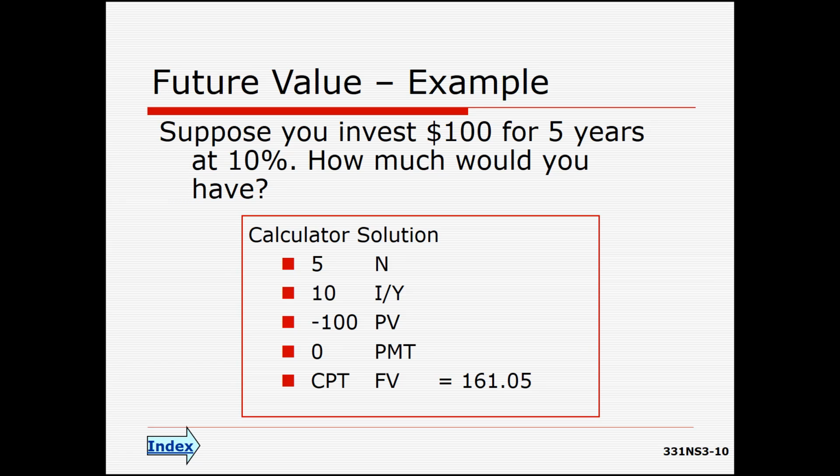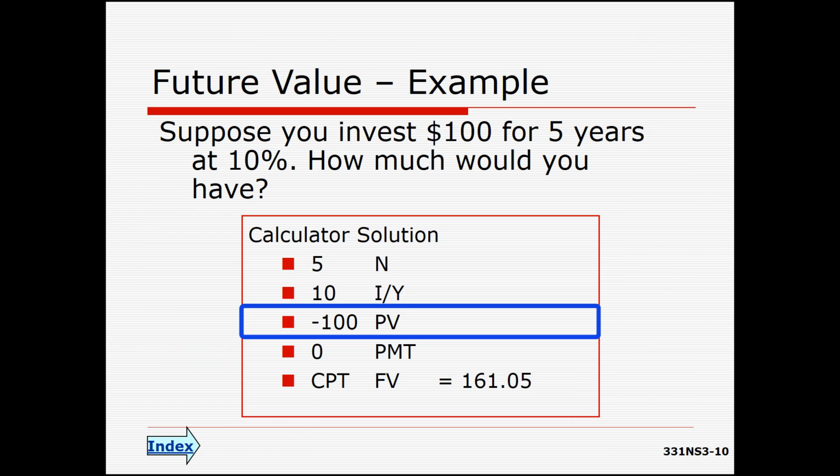Same problem solved in the calculator. It is important at this point to restate the sign convention. The calculator is programmed so that cash outflows are entered as negative values, inflows are entered as positive values. If you enter the PV as positive, the calculator assumes that you've received the funds and that you'll have to repay it with interest at some point in the future.